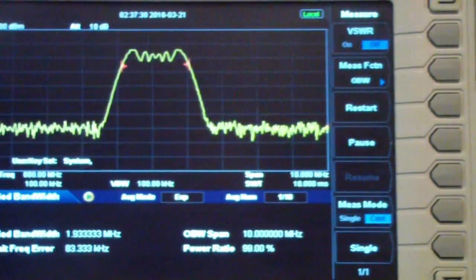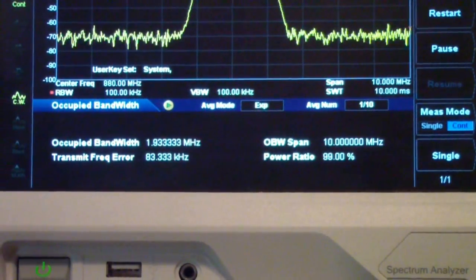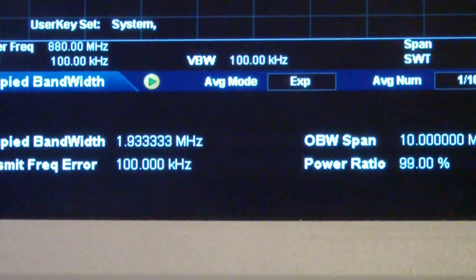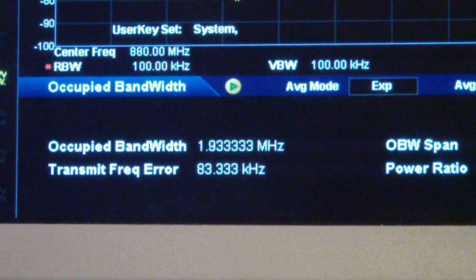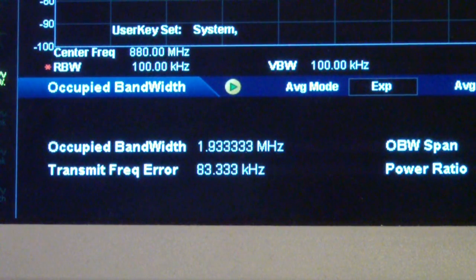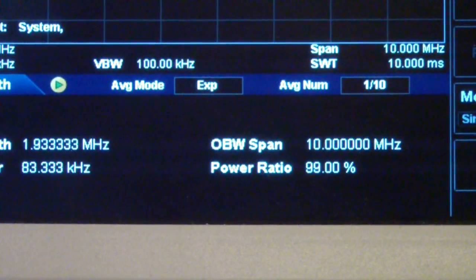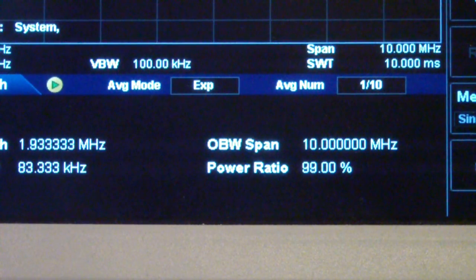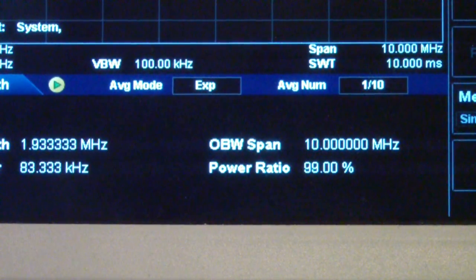And at the top you see the spectrum again, and at the bottom you see the various values. The occupied bandwidth, it says, is about 1.93. The transmit frequency error, it also gives you; the Instek did not give you that, so that's an additional advantage. The occupied bandwidth span is once again 10 megahertz, the same as what we used, and the power ratio is in this case set to 99%.